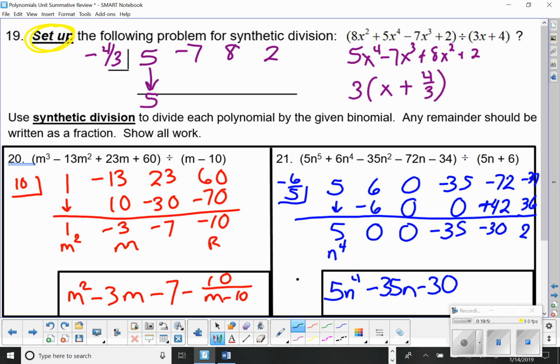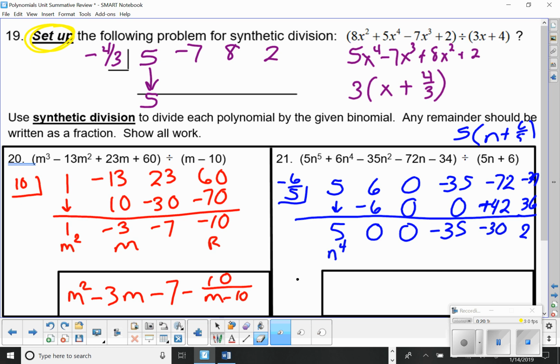Now, I didn't mean to put all this down here. Remember that this is 5 times n plus 6/5. So I have to divide all of this by 5. I meant to give myself more room, and I didn't. So if I divide all of these by 5, except for the 2, because I'm going to pull that back in and just put it over 5n plus 6, I'm going to have n to the 4th, n cubed, n squared, n minus 7n minus 6 plus 2.